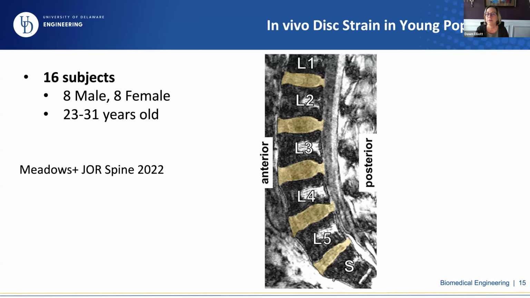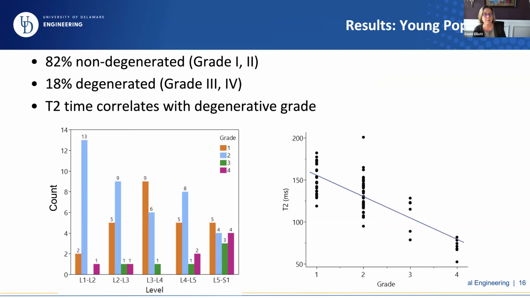Okay, so in vivo disc strains, our first study was to look at a young population, and we just published this in the last year. So in this young population from 23 to 31, we had 8 male and 8 female volunteers. None of them had low back pain. And the results for this young population, the degenerative grades that you get are as you would expect. They're 80% non-degenerated discs, 20% degenerated, but no grade 5 severe degeneration. And T2 time versus disc grade is as expected, that there's a strong correlation between the quantitative measure of T2 time in the nucleus pulposus and the Pfirrmann grade or the degenerative grade.